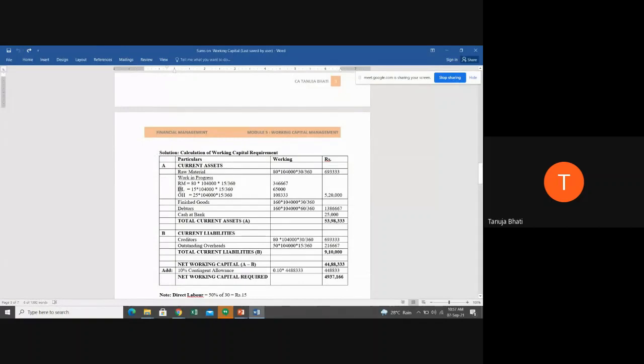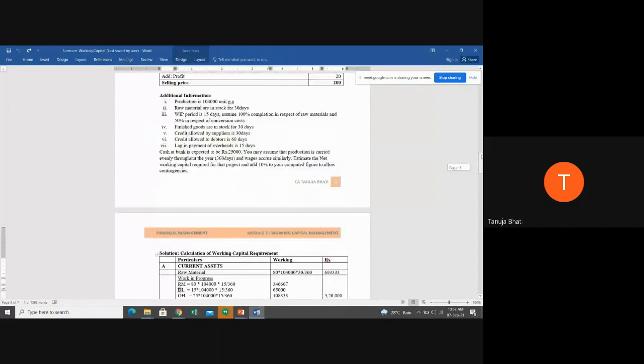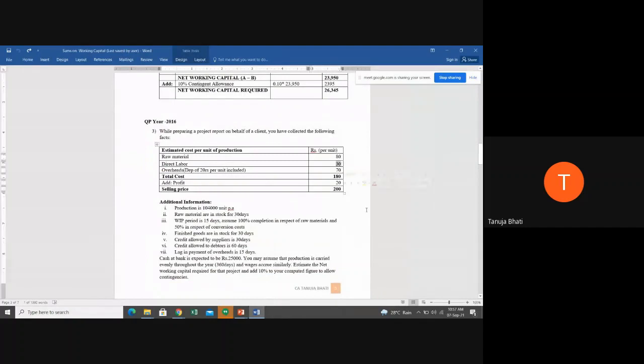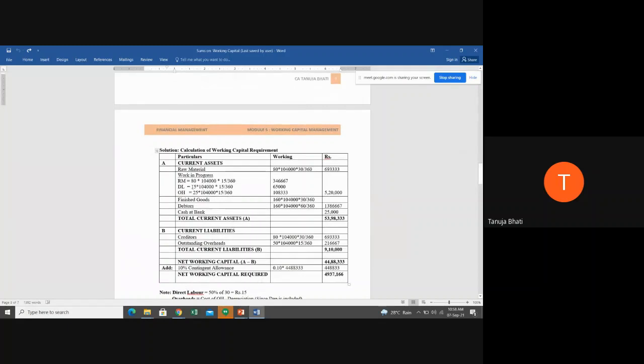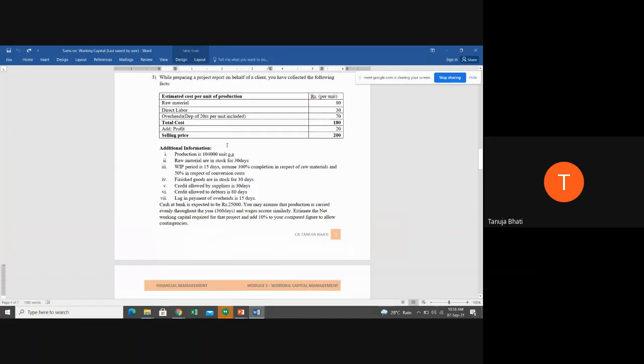Now, direct labor. Students, direct labor cost is 30. But for work in progress, tell me students, direct labor full you will take 100% or you will take only 50%? For direct labor, you only will take 50%. So 50% of 30 is how much? 15. Rupees 15. So what you will do? 15 into 1,04,000 into 15 divided by 360. Because work in progress, the period is only 15 days.